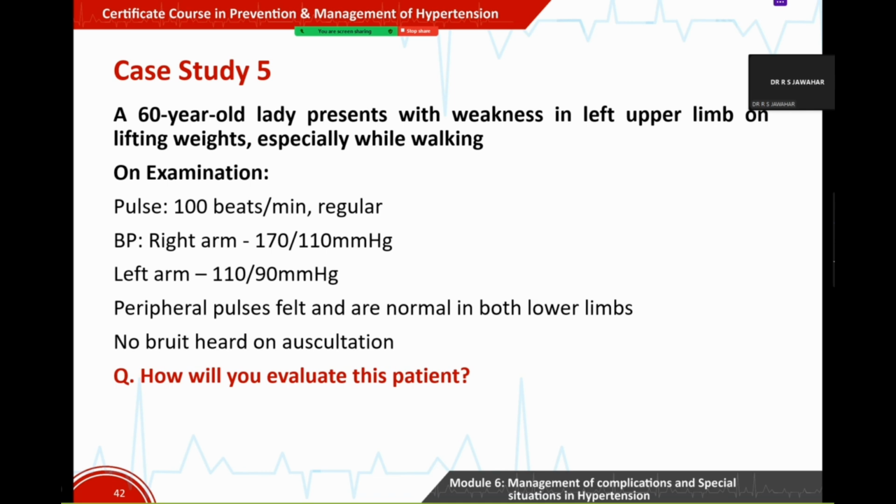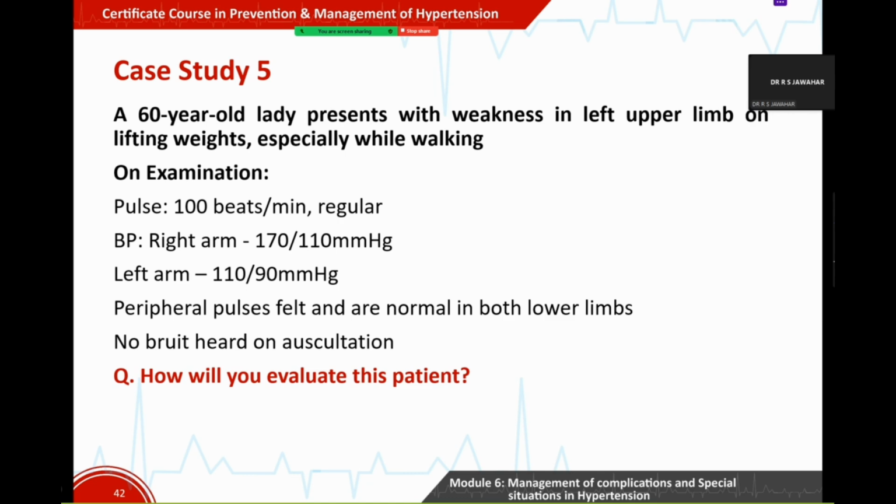Here, a 60-year-old lady presents with weakness in the left upper limb while lifting weights, especially while walking. Pulse tachycardia, 100 beats. BP 170 by 110, so hypertensive. Left arm 110 by 90. So there is a difference between the right arm blood pressure and the left arm blood pressure. In the right arm it is 170 systolic, 110 diastolic; in the left arm it is 90. Her complaint is also in the left limb only, so weakness in the left upper limb. The blood pressure is also reduced in the left upper limb.